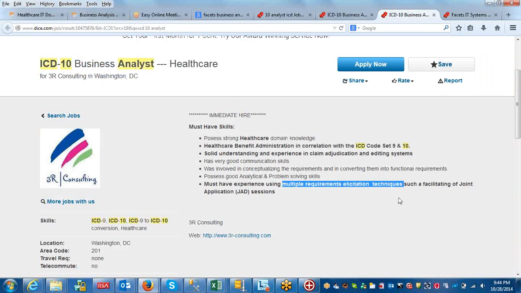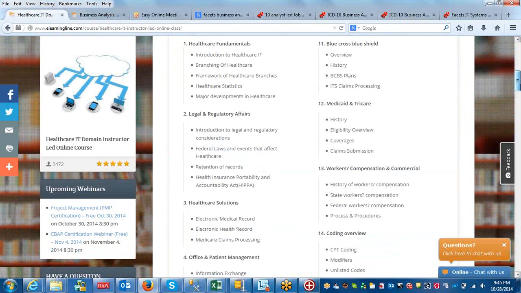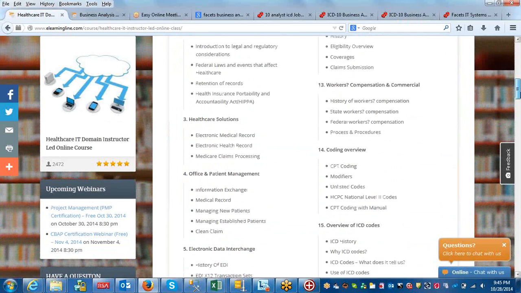If you see here, it says must have multiple requirement elicitation techniques. That means you need to know the different ways you can do elicitation. If you just understand the elicitation and the claim adjudication, the job is yours if you are able to talk about it. And that's it, bingo. You are working as a healthcare business analyst. What else would anyone expect, right? Definitely I won't expect other things. There are plenty of things to learn, but at least I got a kickoff for my career.